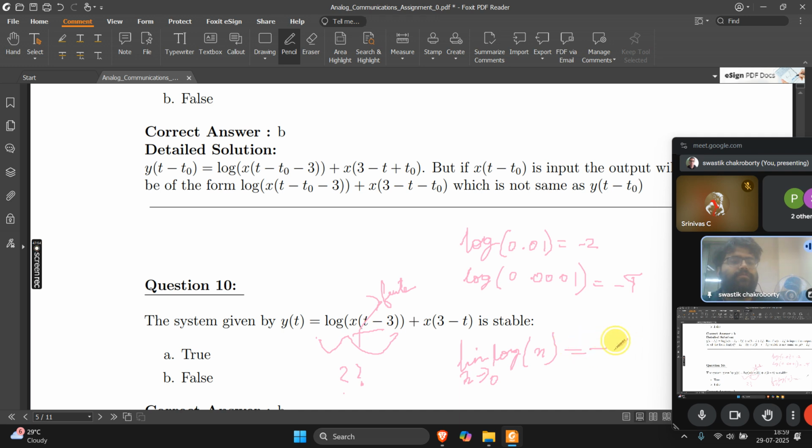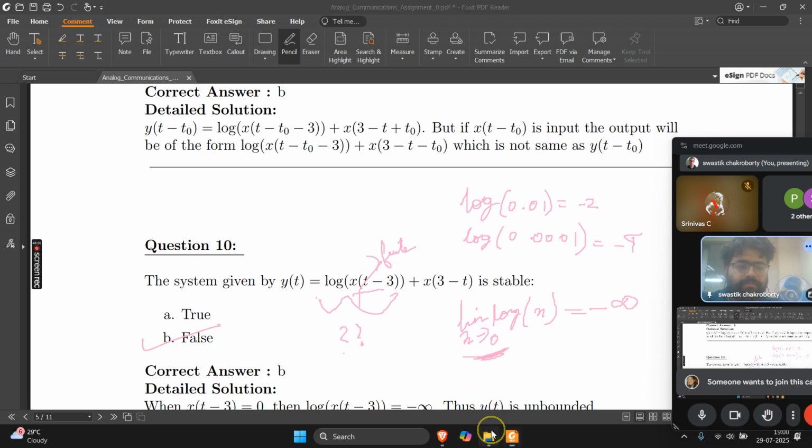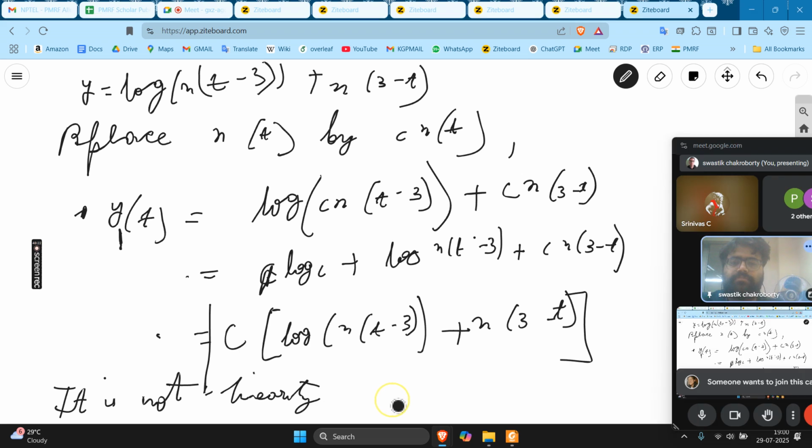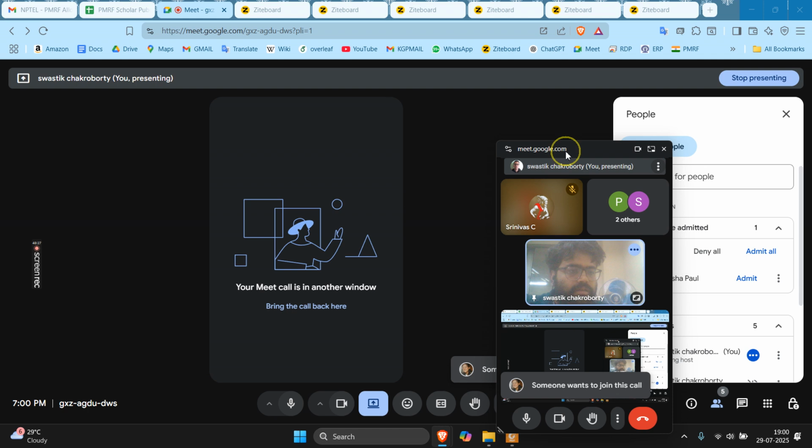But log x is going to minus infinity. So even though x is bounded, going to 0, log x is going to minus infinity, so it is unbounded. If you have a very small signal value, this will go to minus infinity. So the whole system will not be stable. Here it is not BIBO stable, false. Okay. Is the logic clear to everyone? Yes, sir.